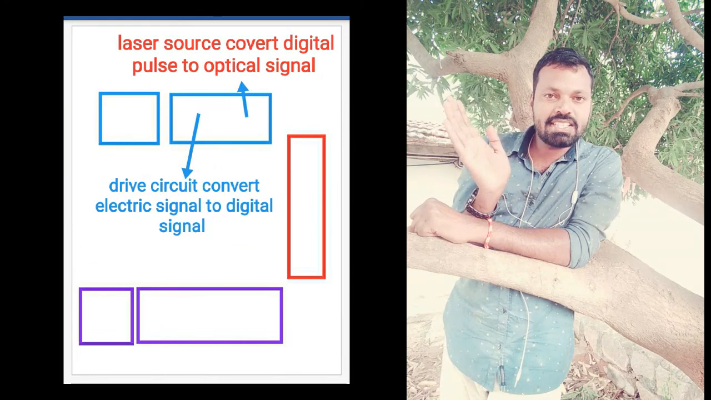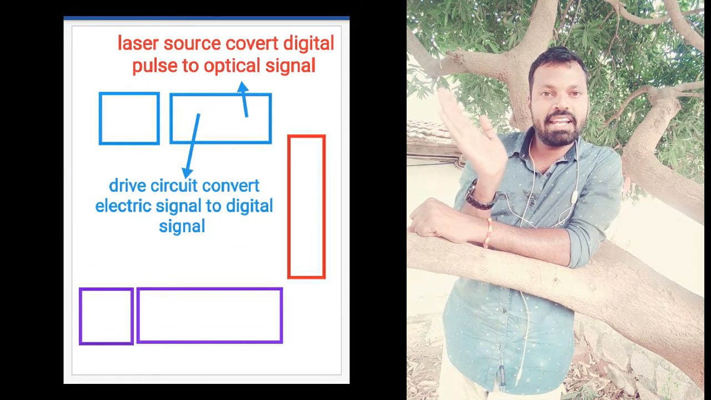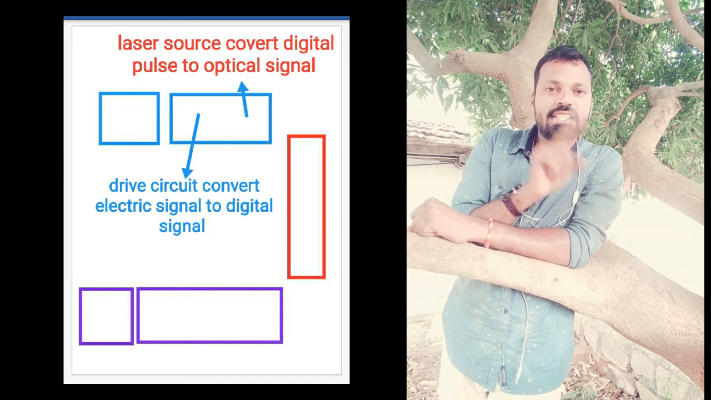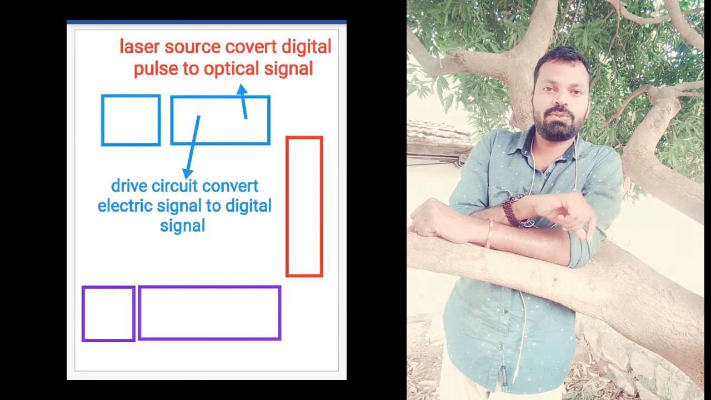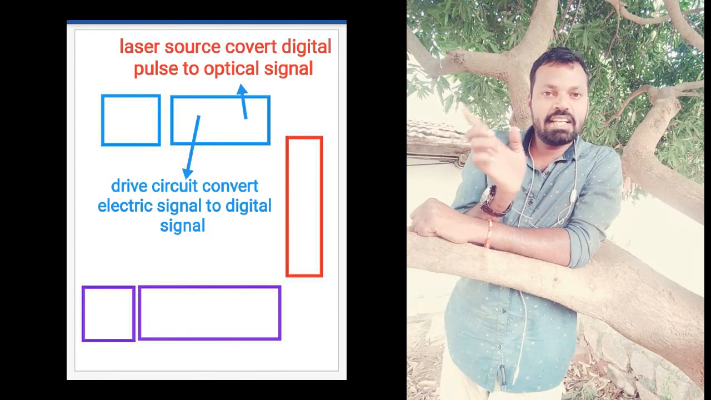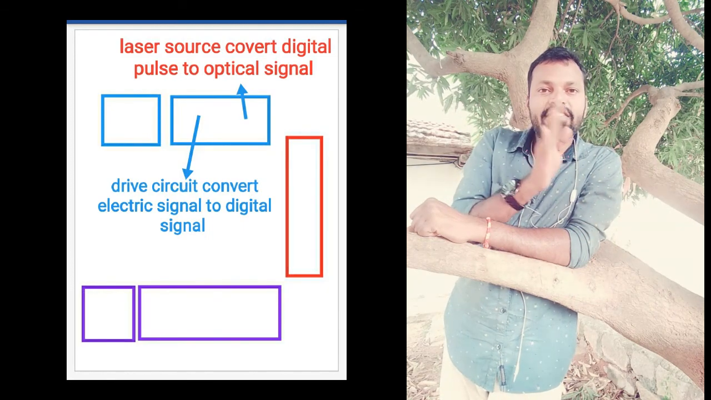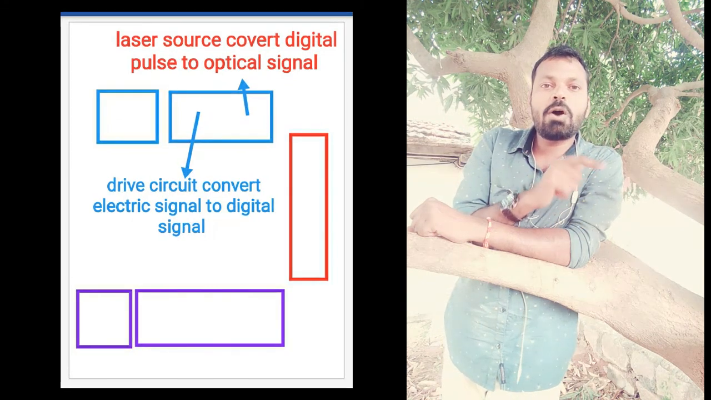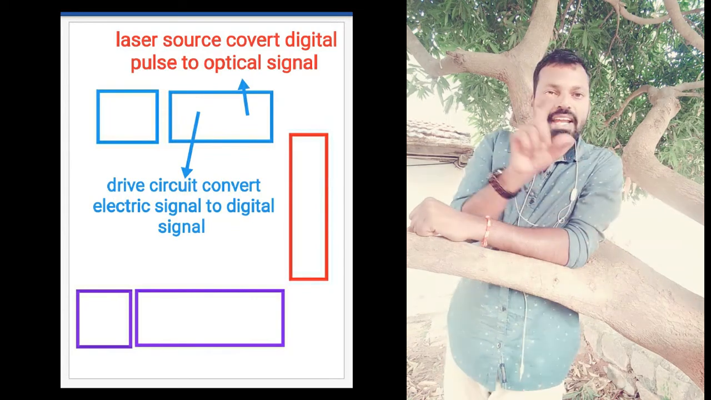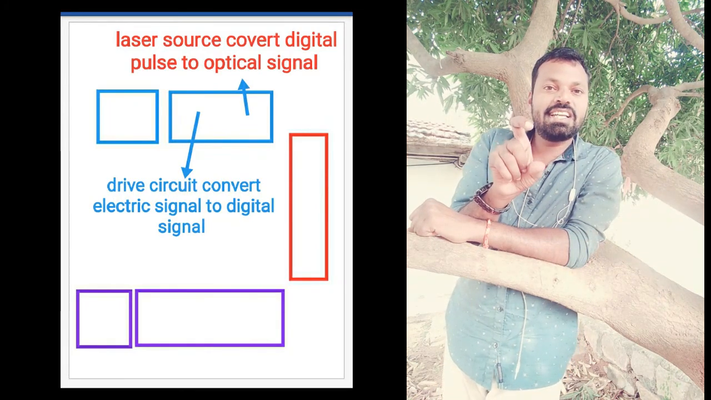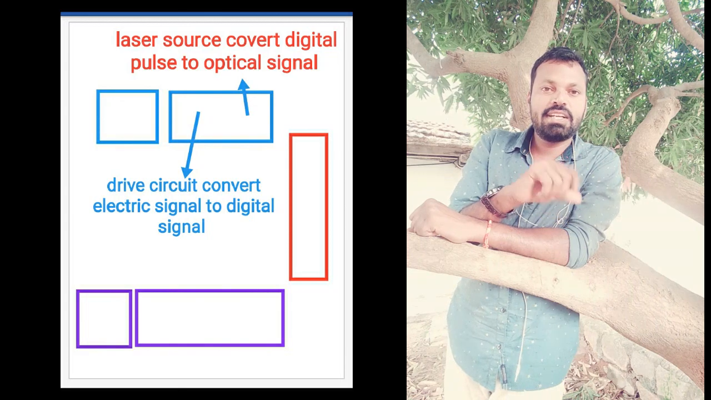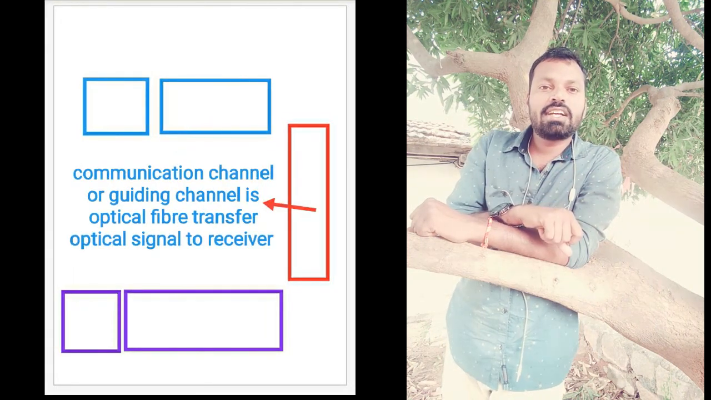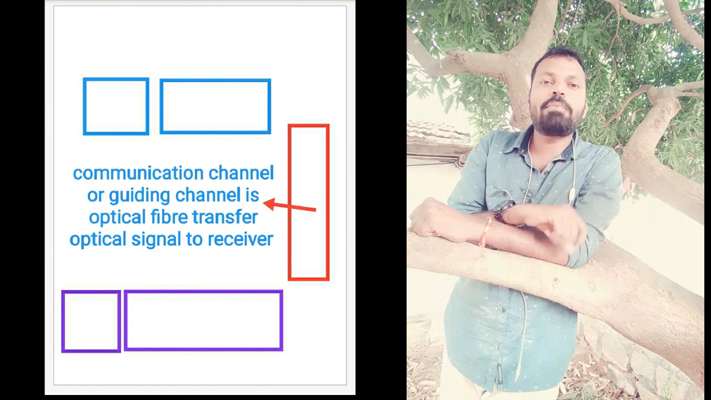The input analog signal received from the analog device is converted into digital pulses with the help of the drive circuit. Now these digital pulses are given to the laser source, which converts this electrical signal into an optical signal. Now at the end of the transmitter, the signal is converted into a light signal. Now this optical signal is given to the communicating channel, which is simply an optical fiber.